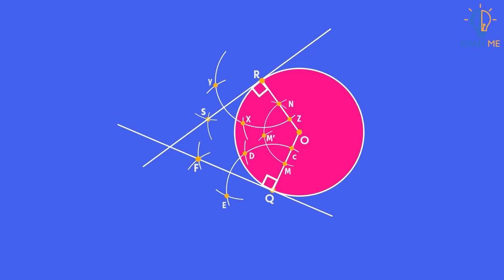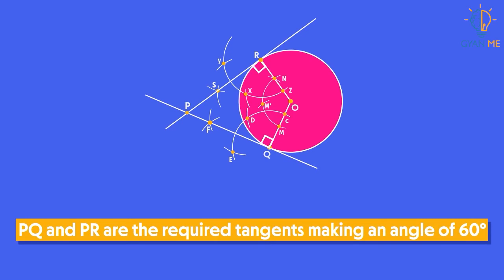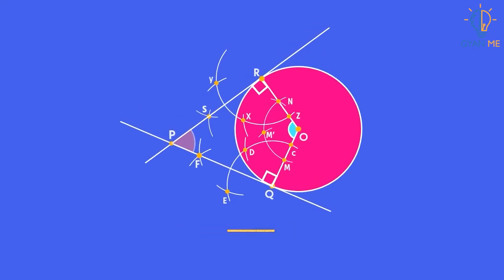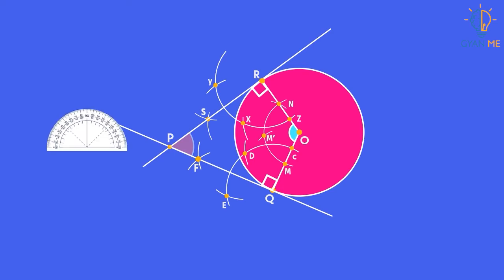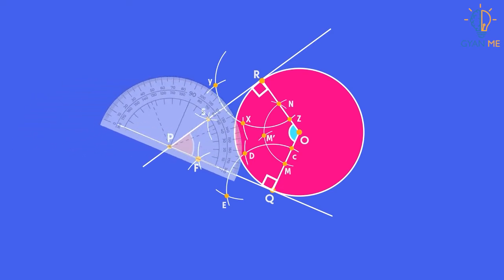Now observe that both the lines QP and RP, that is, both the tangents, intersect at point P. Therefore, PQ and PR are the required tangents at point P, making an angle of 60 degrees with each other. To verify it, we can check that angle with the help of a protractor, and we observe that it is 60 degrees.